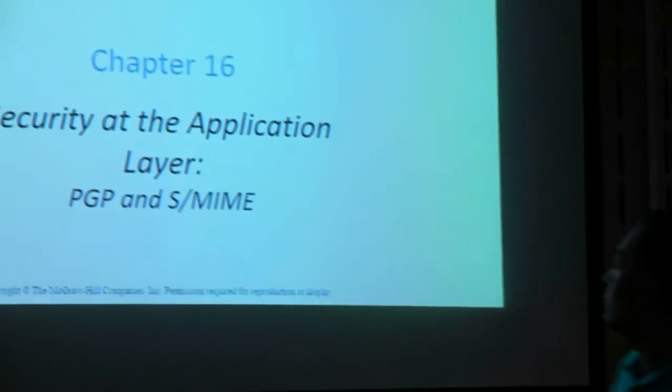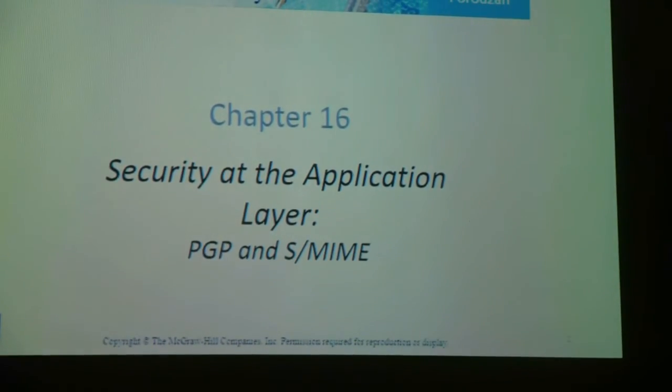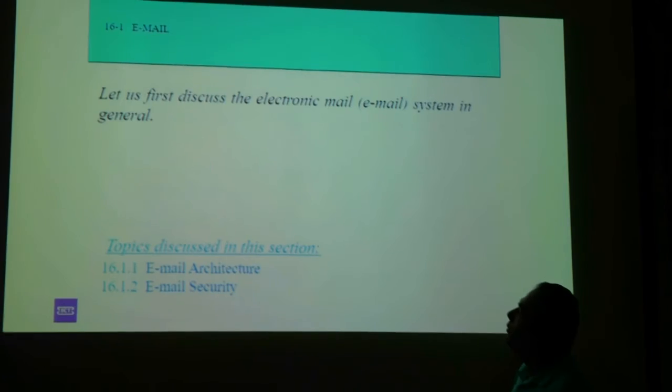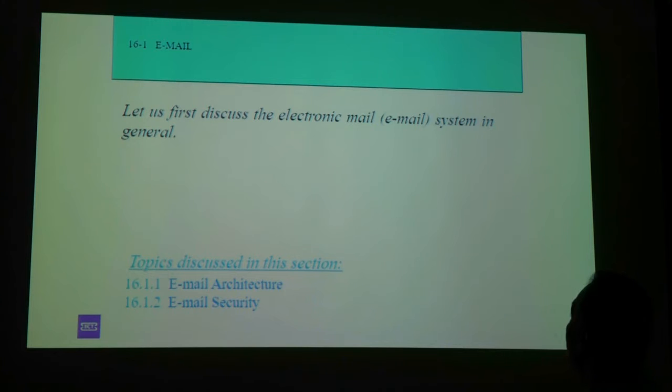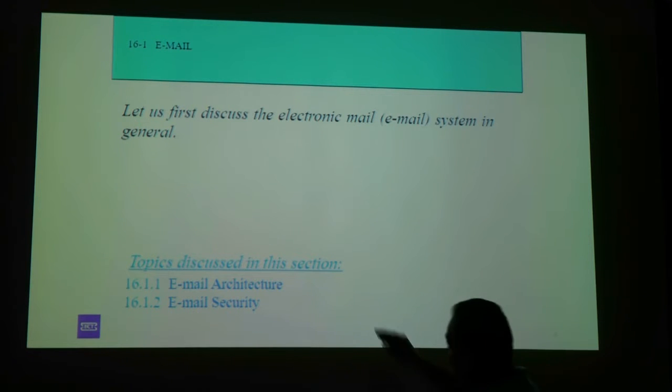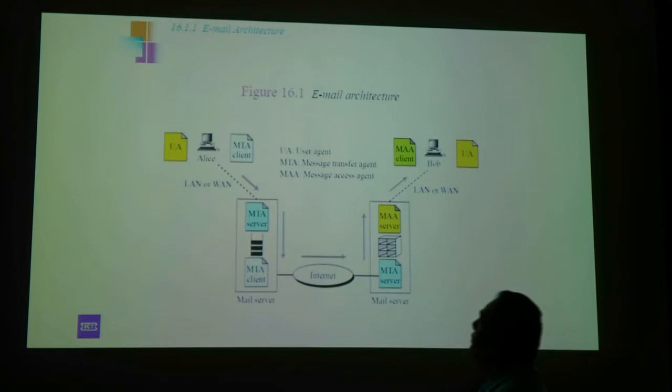Deal? All right, so security at the application layer. Two examples, PGP and S/MIME. Let's talk about the first one. We'll discuss email. Usually you need to secure what? The message, all right? And what else? The attachments, if there are attachments, right? Anything that will be communicated. So we're going to take a look at the email architecture and then the email security.